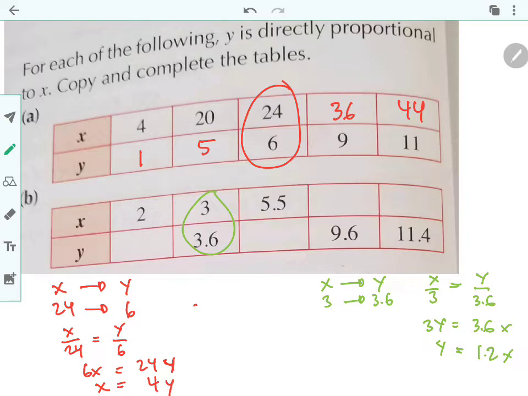Okay. So when I know x is 5.5, 5.5 multiplied by 1.2 will be equal to 6.6. 2 multiplied by 1.2 will be equal to 2.4. Okay, whereas for this one, 9.6 divided by 1.2 will be equal to 8, and 11.4 divided by 1.2 will be equal to 9.5.